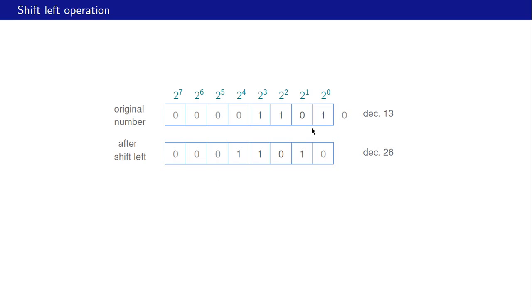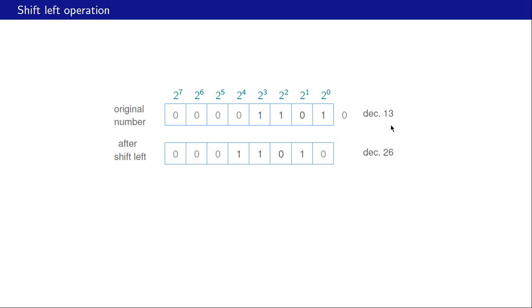This entire number has got shifted by one position, shifted left, and this 0 has got padded over here. Alright, the new number now is 2 plus 8 plus 16, that is decimal 26, and that is of course twice the old number 13.